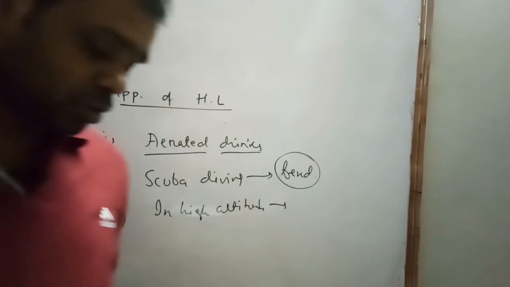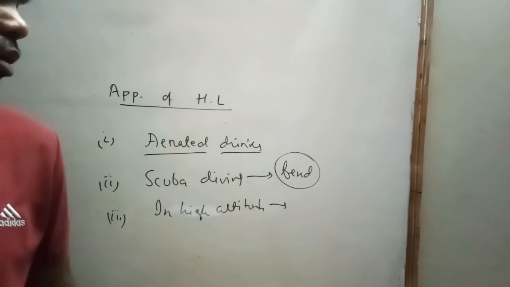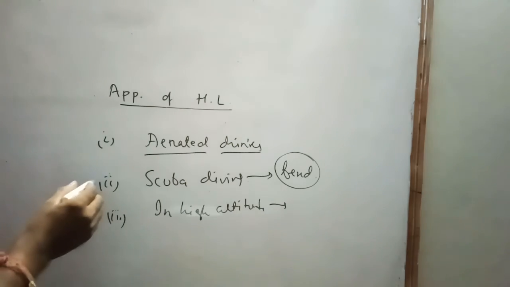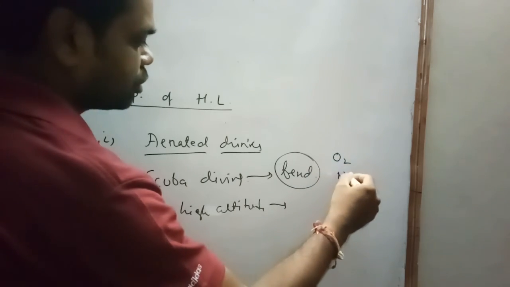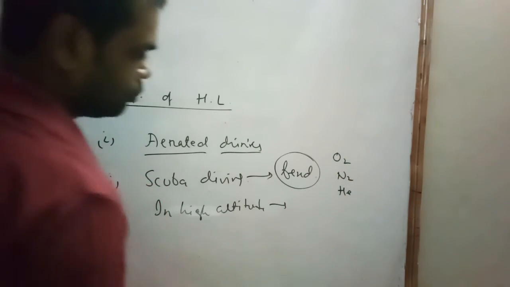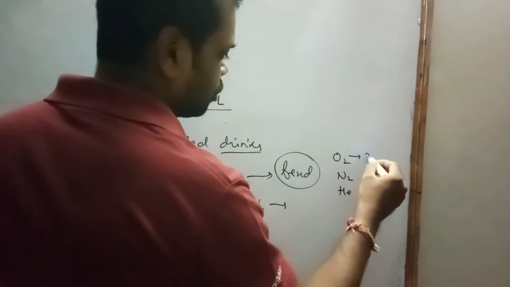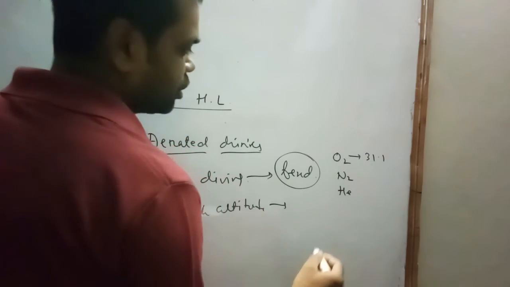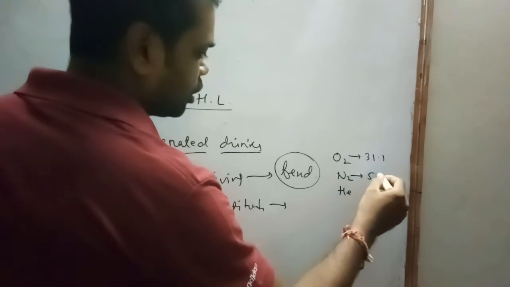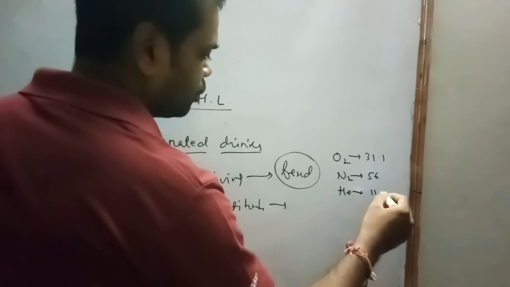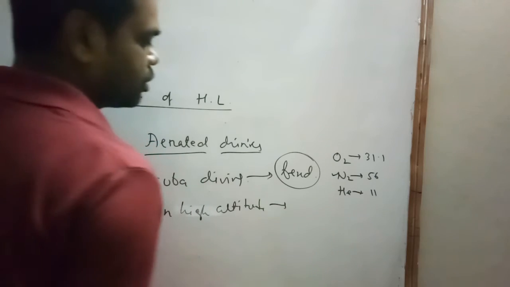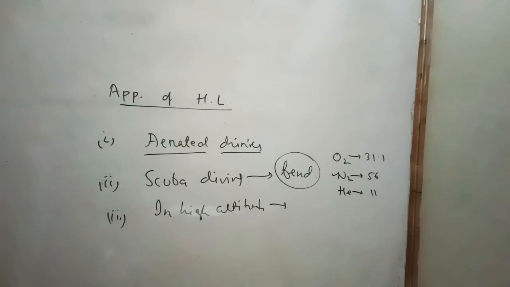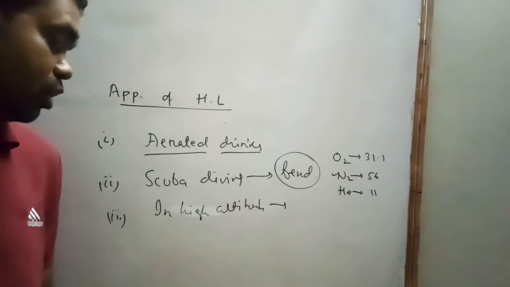To avoid this medical condition, what happens nowadays? Generally air contains oxygen and nitrogen. Now that is diluted with helium. Instead of 21% oxygen, 31.1% is taken, nitrogen 57%, and 11% helium is taken. So a lesser amount of nitrogen is dissolved in the body, so there will be no harm. If the amount is initially a high 78%, then there will be a problem.